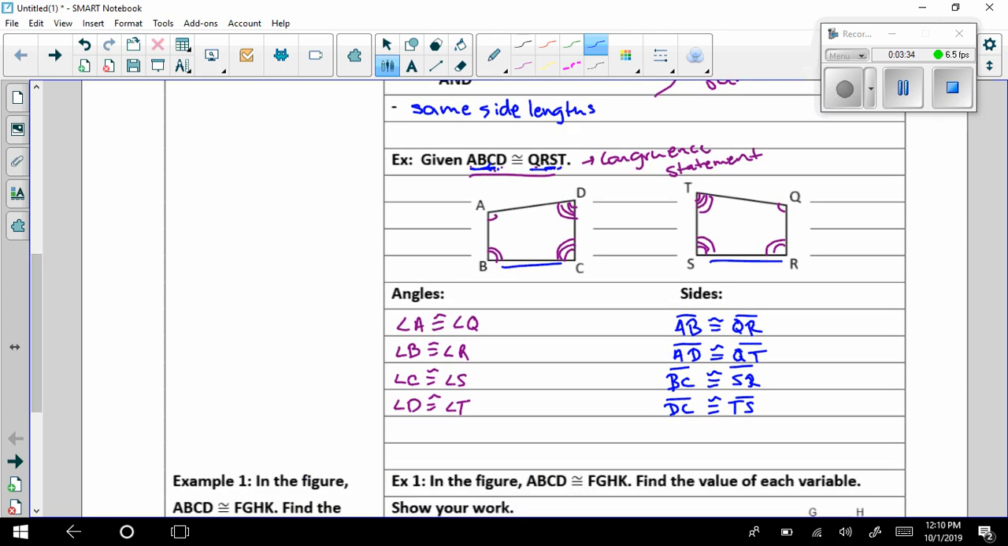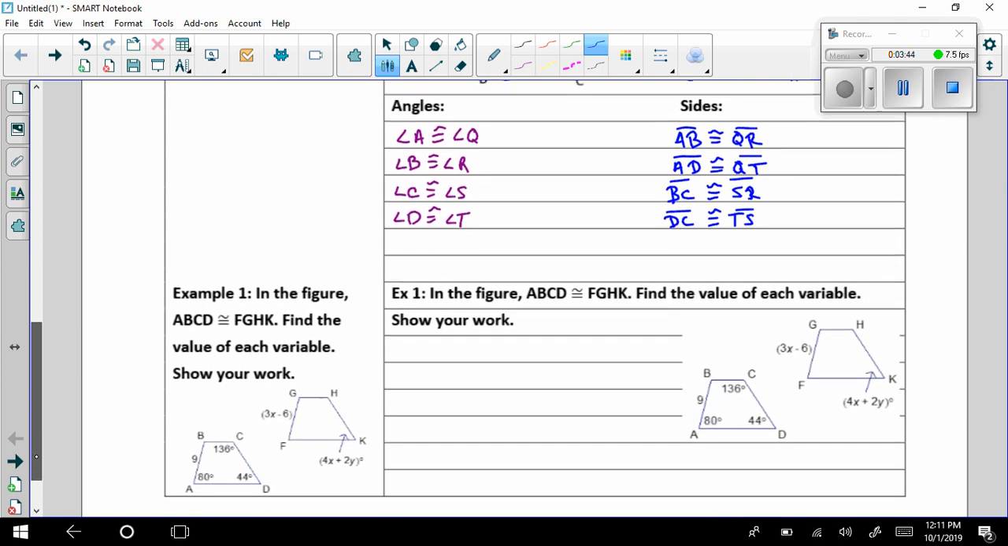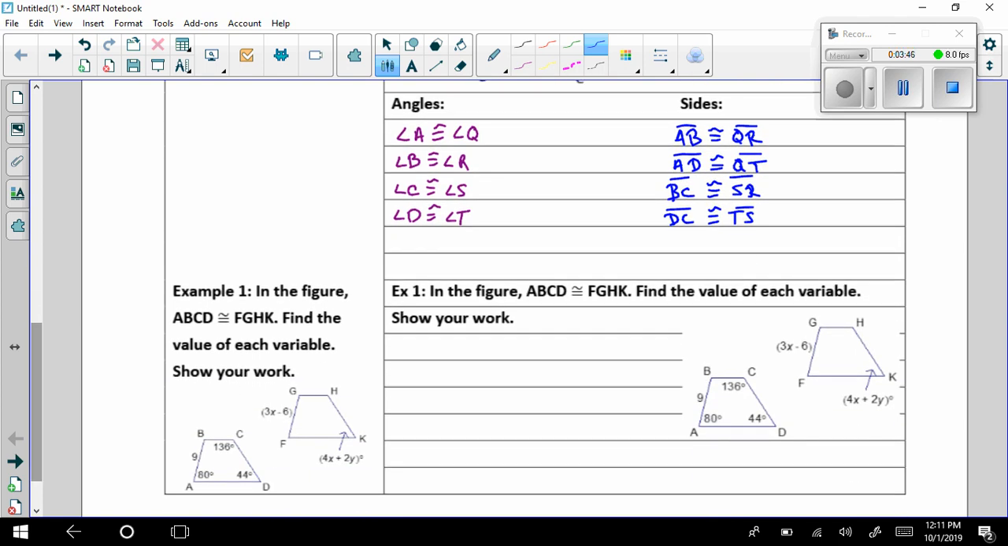The reason that is important is because once we know the parts that are congruent, we are able to then set certain parts of that equation equal to each other. Okay, so here's an example of that. We're solving for both x and y. All right, we can see here that A and F are the same. So like if this is 80, this would be 80. Okay. If D is 44, then K is 44. So we know right now that 4x plus 2y equals 44.